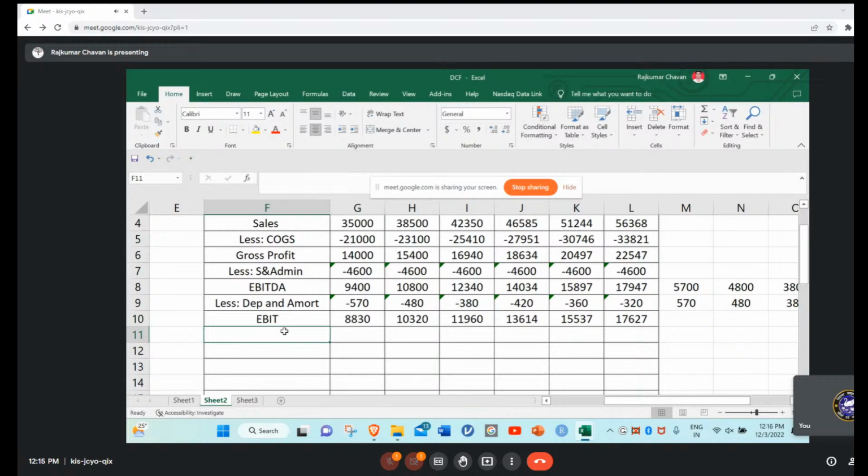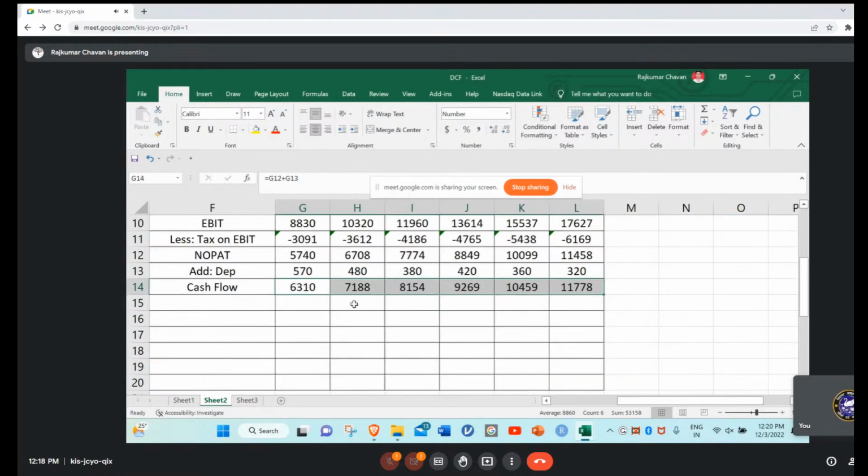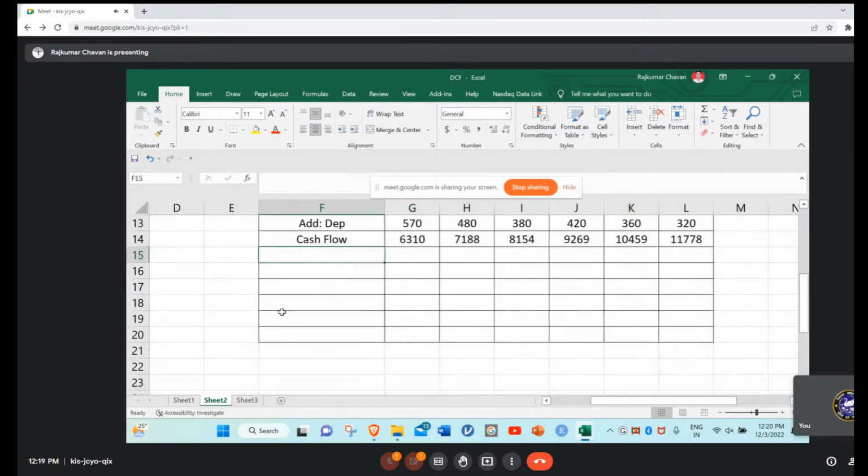So what will we do now? Less tax on EBIT. Now, how to see tax on EBIT? Can you see here? Right side. You will get all the answers. Now you tell me, from this cash flow, what will you do first? Less capex. Now, here we should deduct what? Capex.